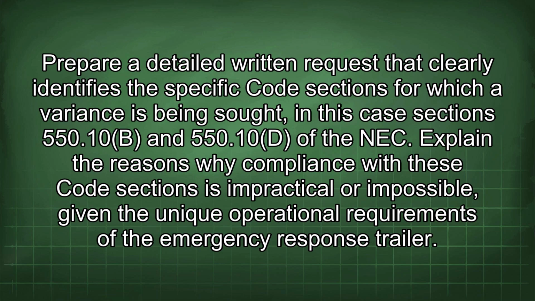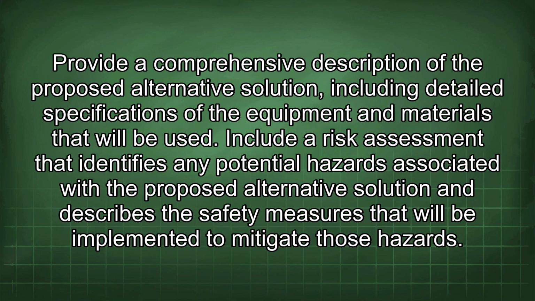Prepare a detailed written request that clearly identifies the specific code sections for which a variance is being sought, in this case sections 550.10(B) and 550.10(D) of the NEC. Explain the reasons why compliance with these code sections is impractical or impossible, given the unique operational requirements of the emergency response trailer. Provide a comprehensive description of the proposed alternative solution, including detailed specifications of the equipment and materials that will be used. Include a risk assessment that identifies any potential hazards associated with the proposed alternative solution and describes the safety measures that will be implemented to mitigate those hazards.